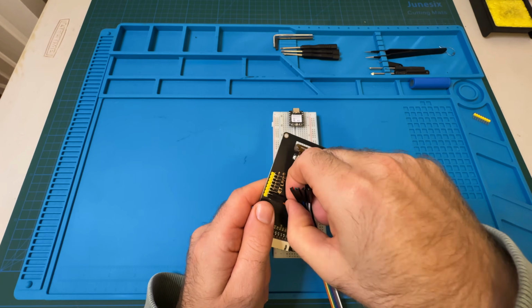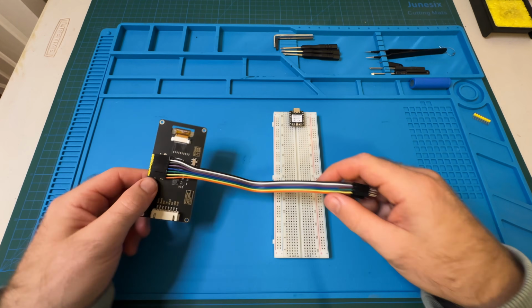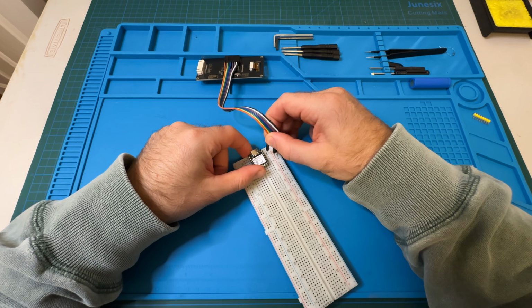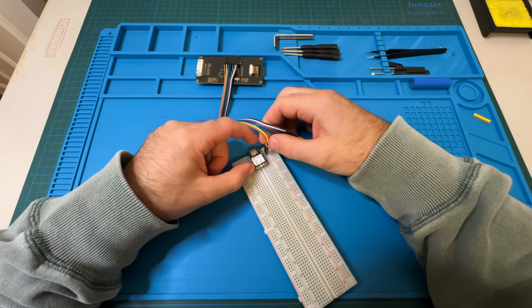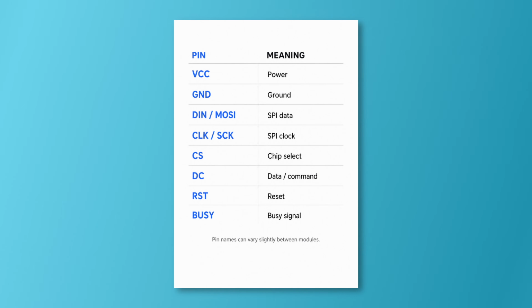The e-paper display connects to the ESP32 over SPI, with a few extra control pins for display-specific functions. Most small SPI e-paper modules will have the same basic pins: power, ground, MOSI, SCK, chip select, data command, reset, and busy. The exact labels can vary slightly between displays. For example, MOSI may be labeled as DIN, and SCK may be labeled as CLK.